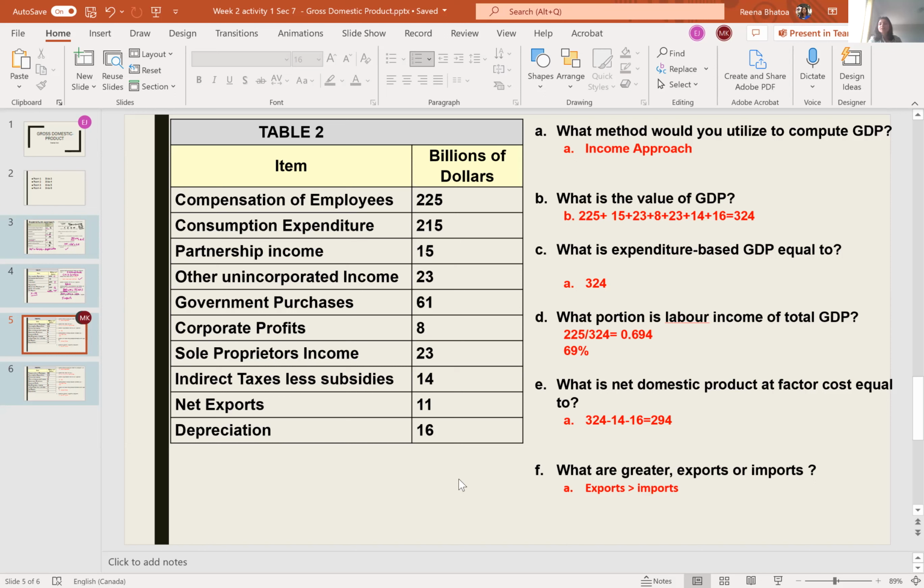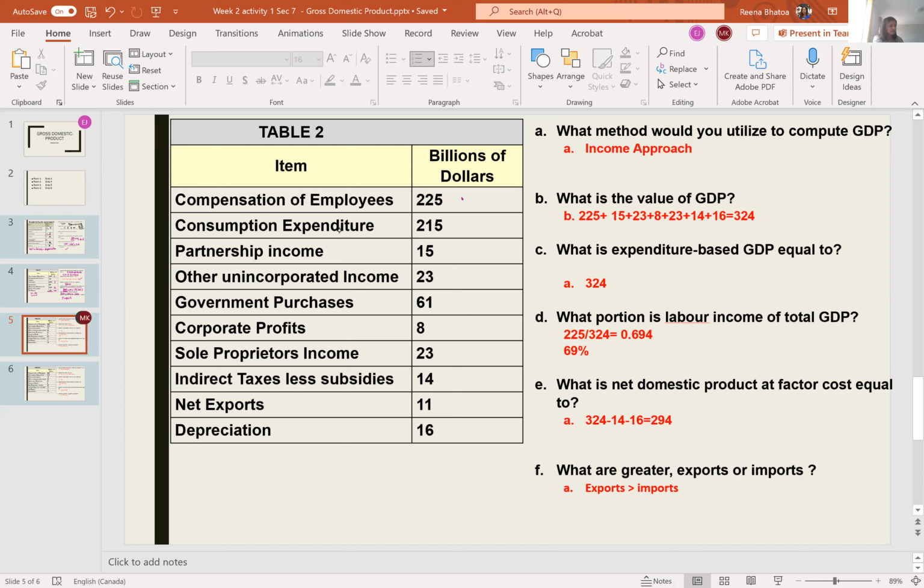You will see what numbers are given in here. If I check the expenditure method, because that was the easy one, so I always go with that one first. Consumption expenditure is given, and then government purchases are given. Net exports are given, but I do not see investment. So I cannot use the expenditure method. More incomes are given. Compensation of employees means wages, labor income, is given.